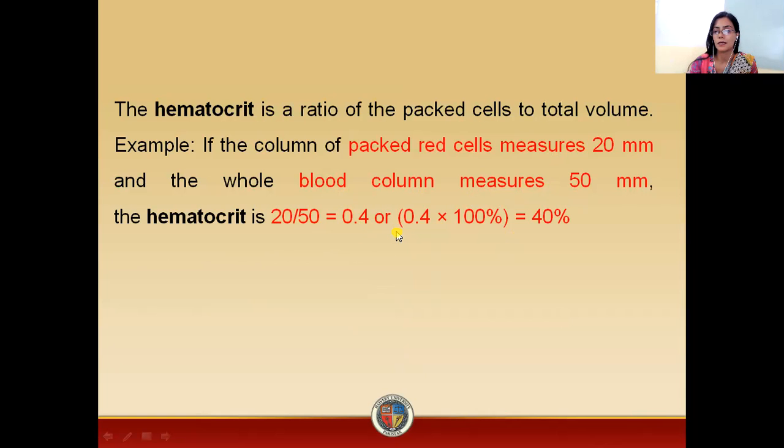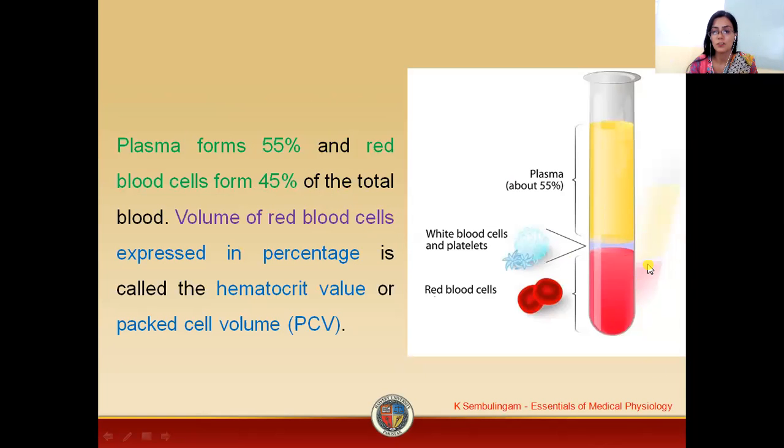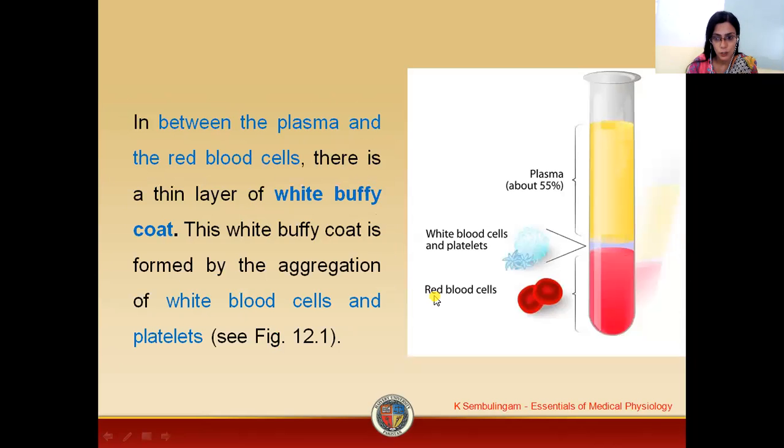Now this 40%, which represents the packed cell volume, which represents the red blood cells, is actually the hematocrit value. In between the plasma and the red blood cells, we have a white buffy material, which is actually the white blood cells and the platelets. So this was all about the hematocrit value.